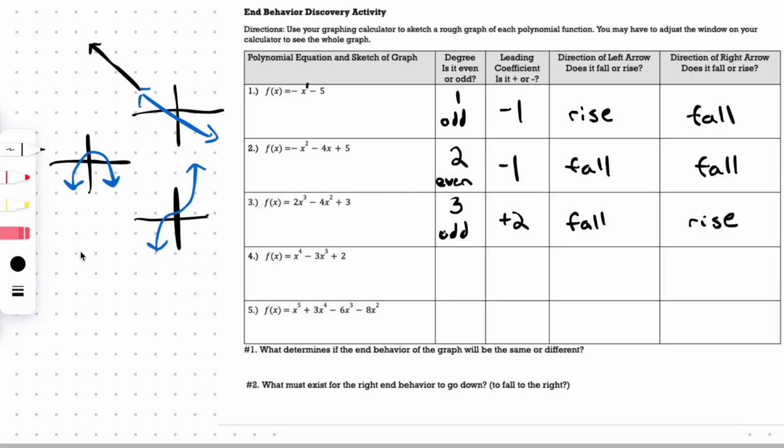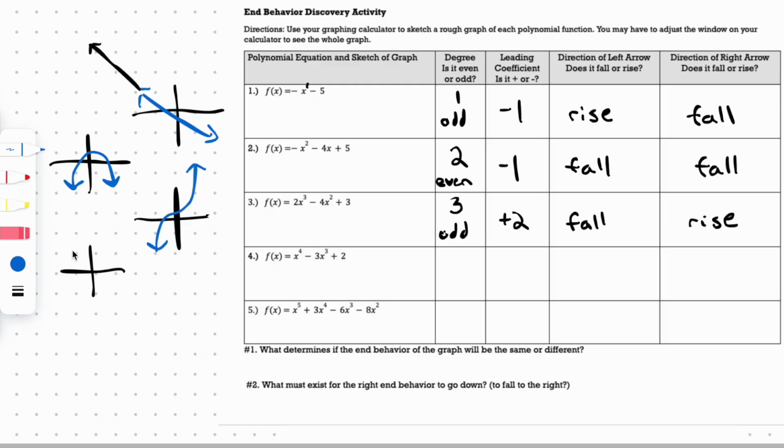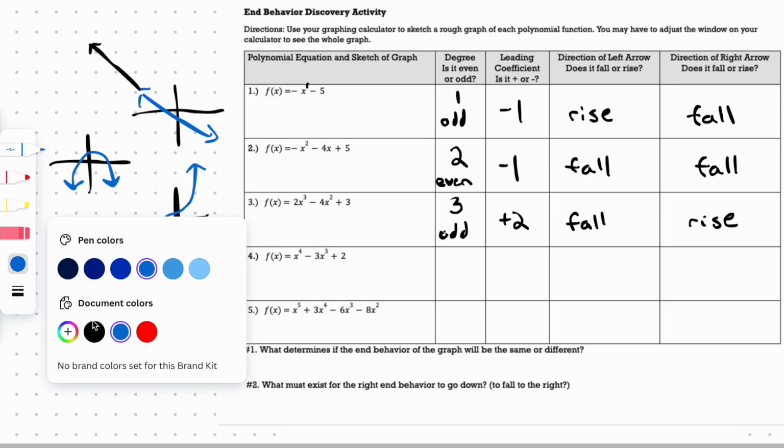Okay, let's do 4. Okay, so in this case, we have x to the 4th minus 3x cubed plus 2. This graph should look something like this. I don't know, something along those lines. Maybe shifted left or right. But it's going to look something like that.